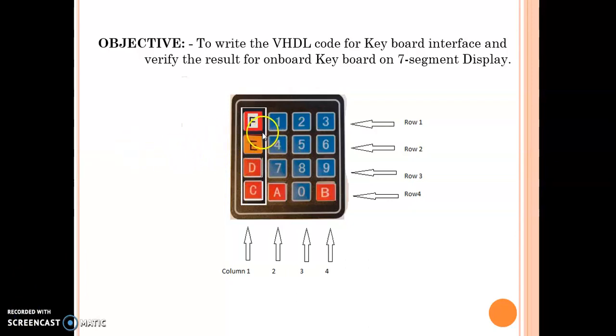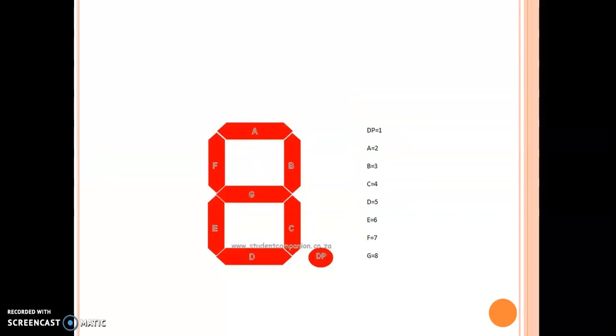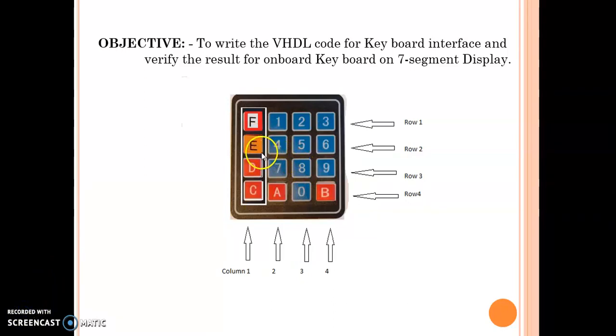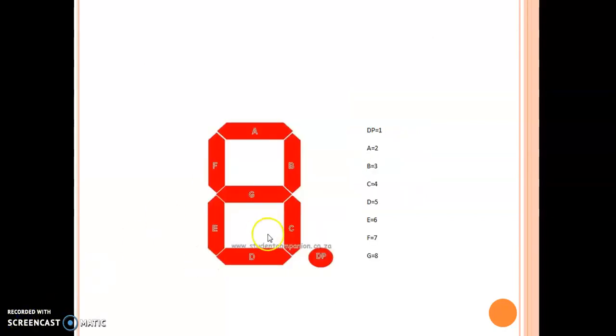For example, when the switch from row 1 and column 1 is pressed, we want to display F. So we will send signals to the 7-segment display to turn on LEDs A, F, G and E. Similarly, if the key press is E, meaning it is from row 2 and column 1, we will send certain signals to turn on the LEDs A, F, G, E and D.